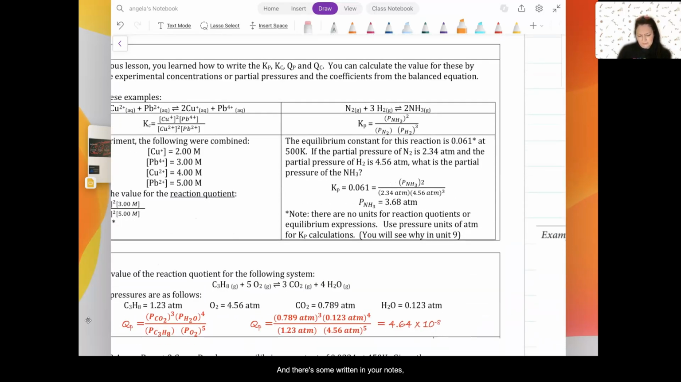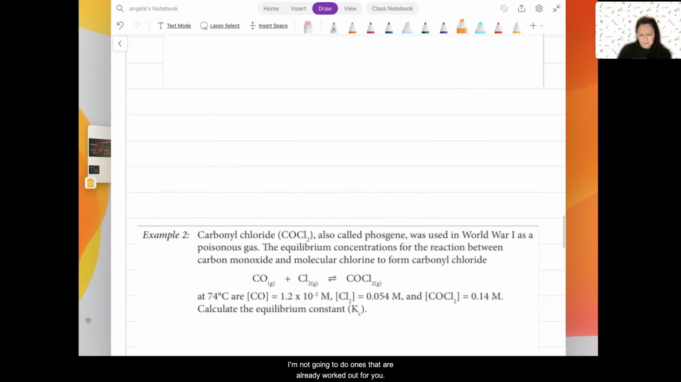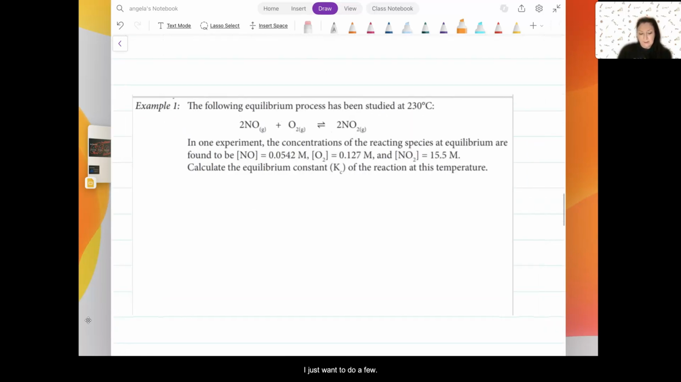And there's some written in your notes, which you guys can work on yourself. I'm not going to do ones that are already worked out for you. I just want to do a few. I've put 4 screenshots in here. We're not going to do them all, just a couple of them, okay? Because once you get this, it's not that bad.